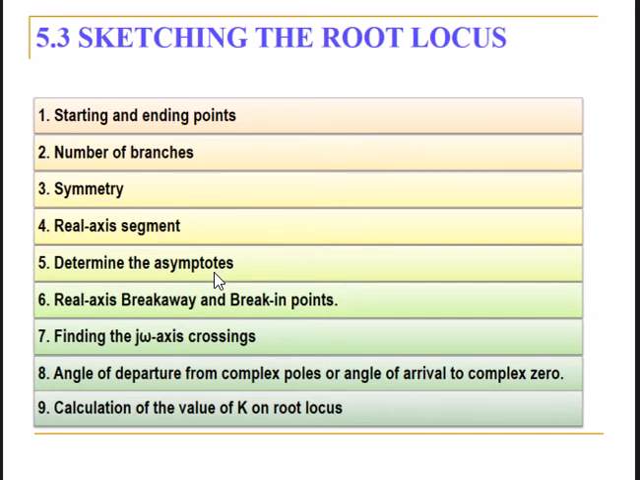And then we need to know what is our breakaway and break-in point from the sketching figure. And then we need to find the j omega axis crossing. Then we need to know the angle of departure from the complex poles or angle of arrival to complex zero. And lastly, we need to calculate the value of k on the root locus. So now we can continue step by step.